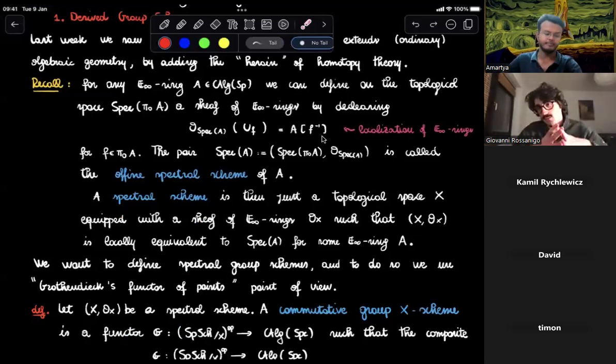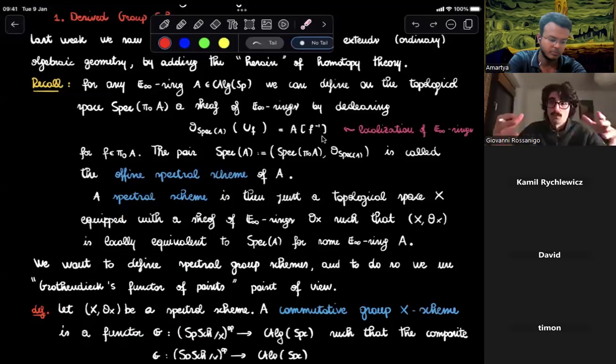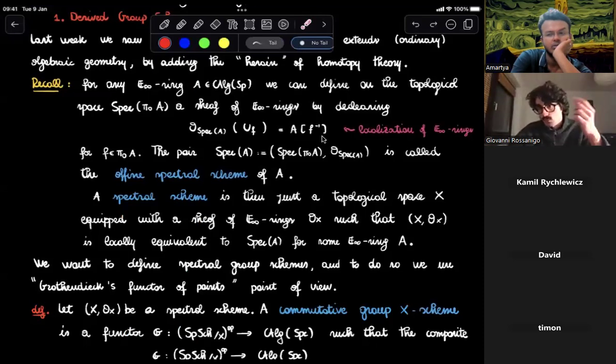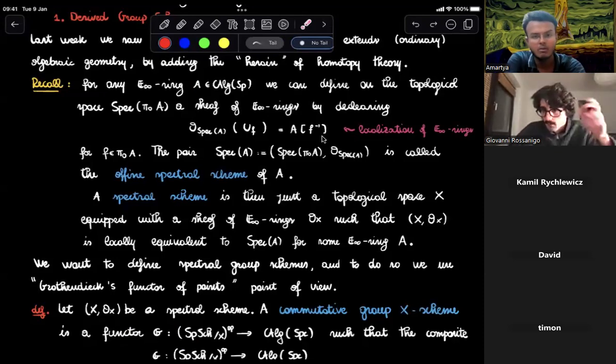Of course, this is not a good idea when we work with infinity categories, because the amount of coherence conditions that we have to specify in order to even define these objects grows immediately and indefinitely, and we have no concrete way of organizing this data from this point of view. So in general, it's useful to look at some other perspective. In the case of commutative group schemes, or in general with objects defined in spectral algebraic geometry, it is always useful to use the Grothendieck functor of points point of view.